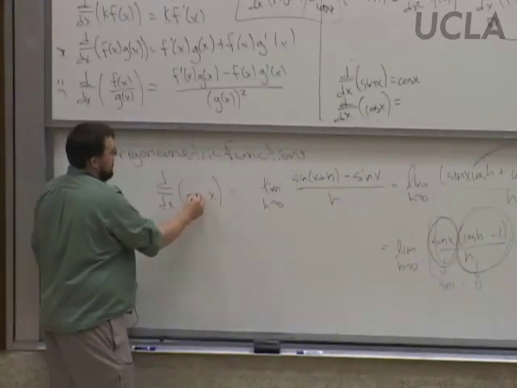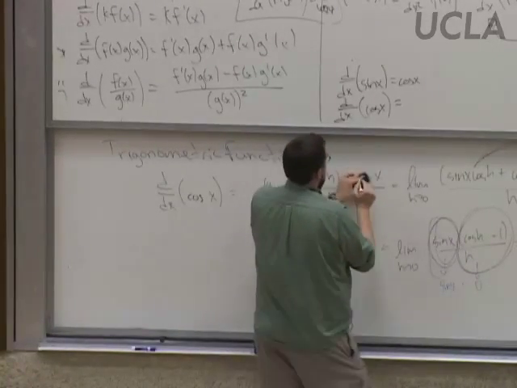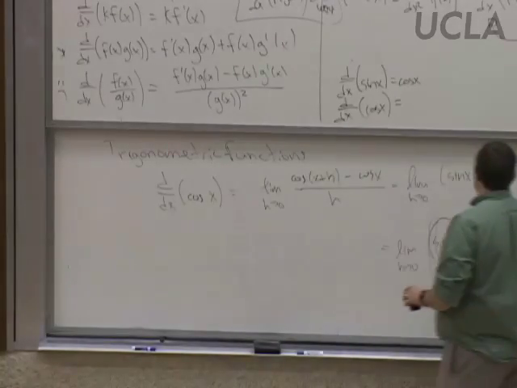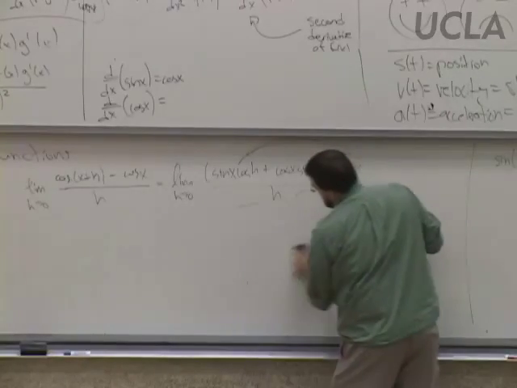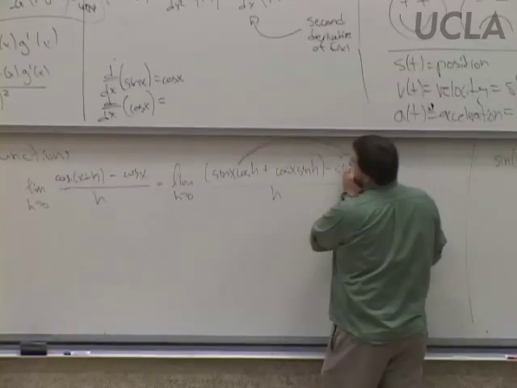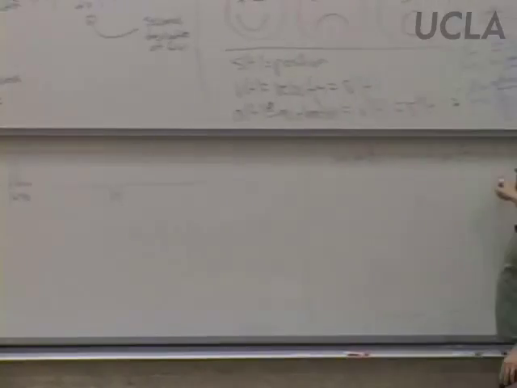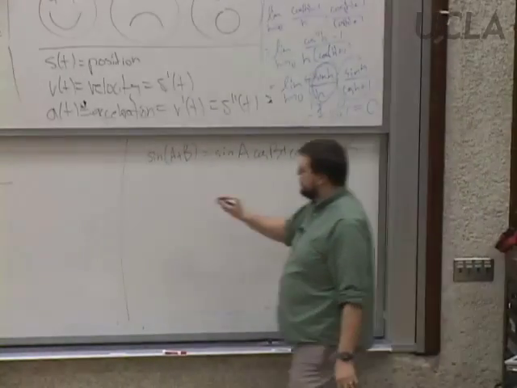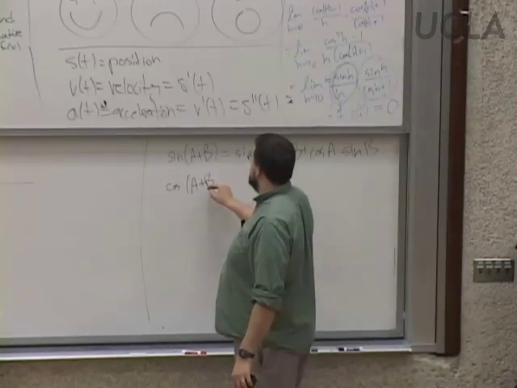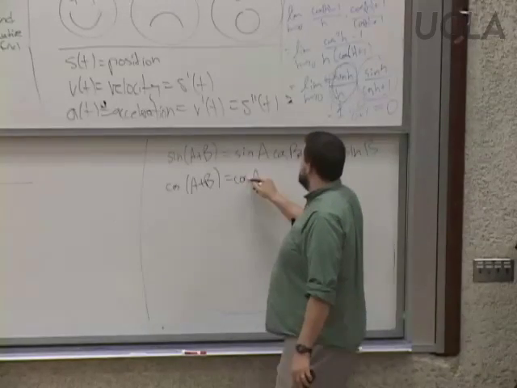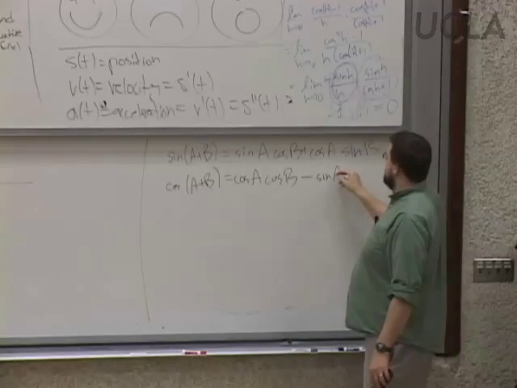So the derivative of cosine of x plus h minus cosine of x. Now our next step, so if we think about what we did last time, we had this nice trig rule for breaking up sine of x plus h. Well, we also have a trig rule for breaking up cosine of x plus h. So cosine of a plus b is cosine of a, cosine of b, minus sine a, sine b.